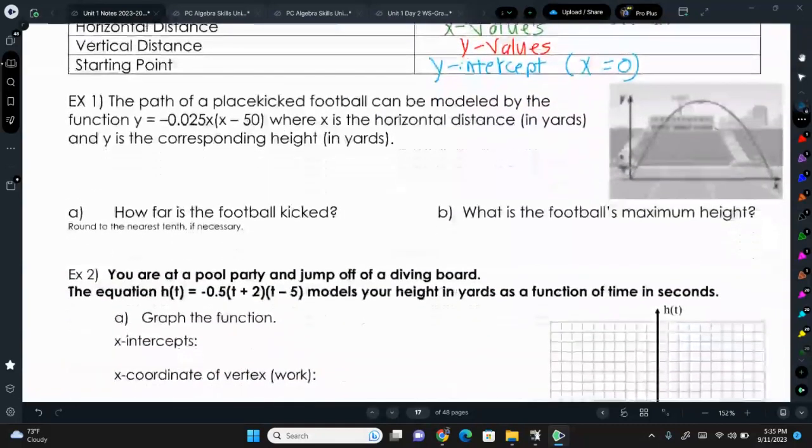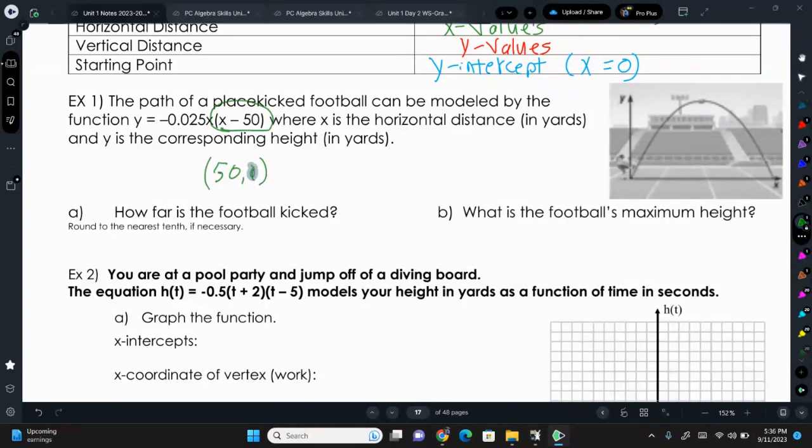So if we're looking at example 1 here, it says the path of a place kick football can be modeled by the function y equals, and then we have that, where x is a horizontal distance in yards and y is a corresponding height in yards. So how far is a football kicked? Again, we're going to be looking at horizontal distances here. So we know from this part right here that one of our intercepts is 50, 0.